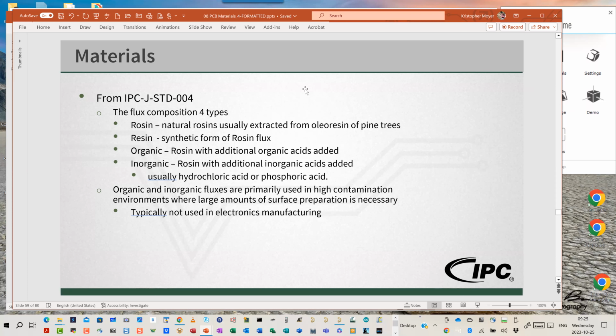For the inorganics, this is usually either hydrochloric or phosphoric acid added to the rosin. Organic and inorganic fluxes are primarily used in high contamination environments where large amounts of surface preparation are necessary, and typically not used in electronics manufacturing.